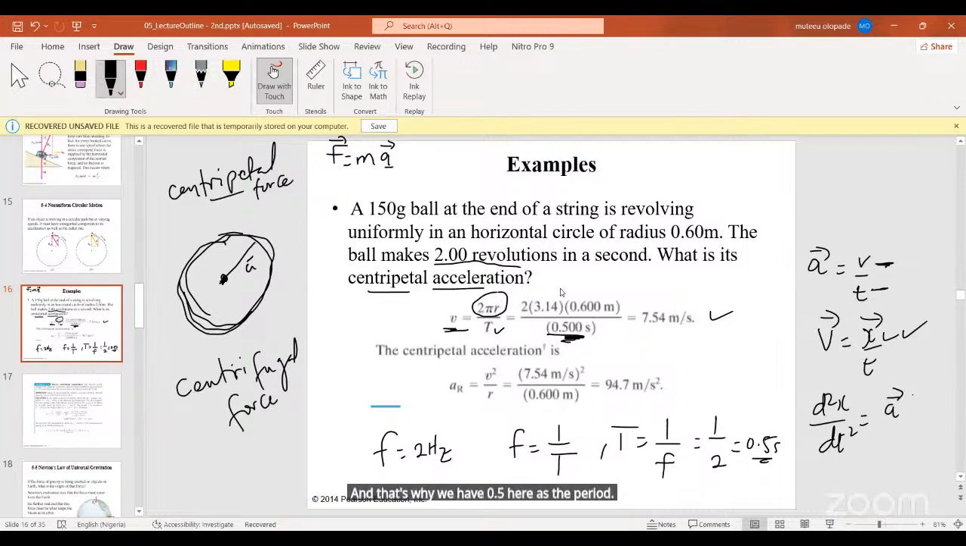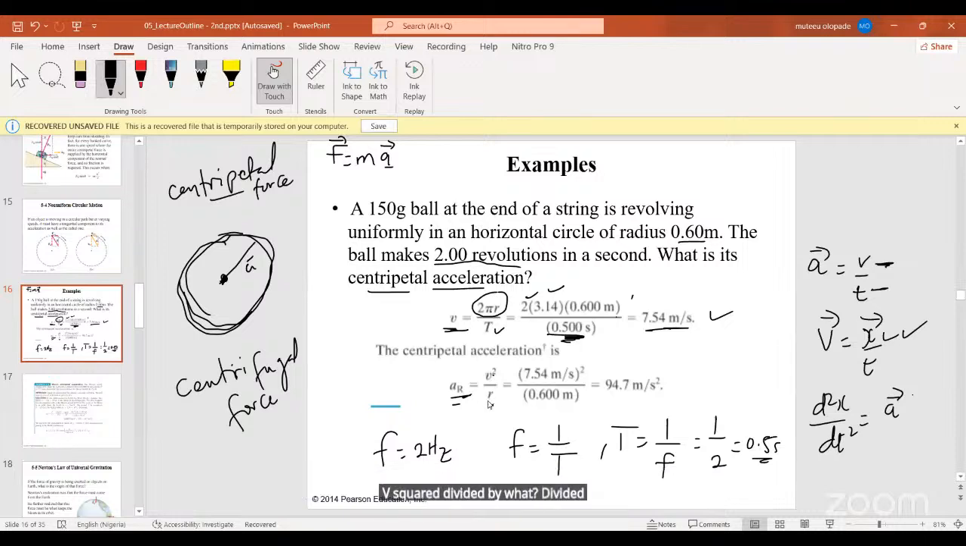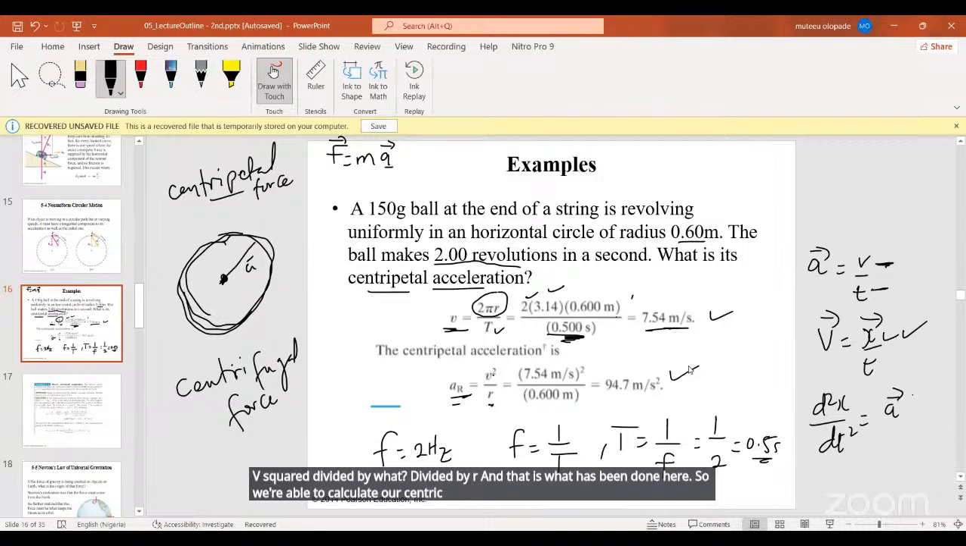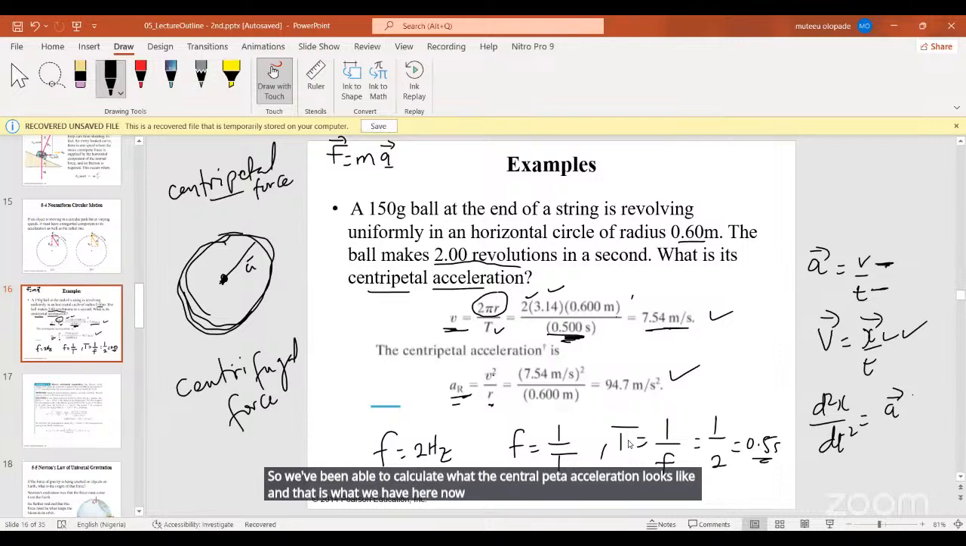We know pi, we know 2 is a constant term, and the radius given to us here is 0.6 meters. So when we solve for this, we get the velocity. In order to calculate the centripetal acceleration under circular motion, it is usually given as V squared divided by R. And that is what has been done here. So we're able to calculate our centripetal acceleration, and that is what we have here now. So any question?